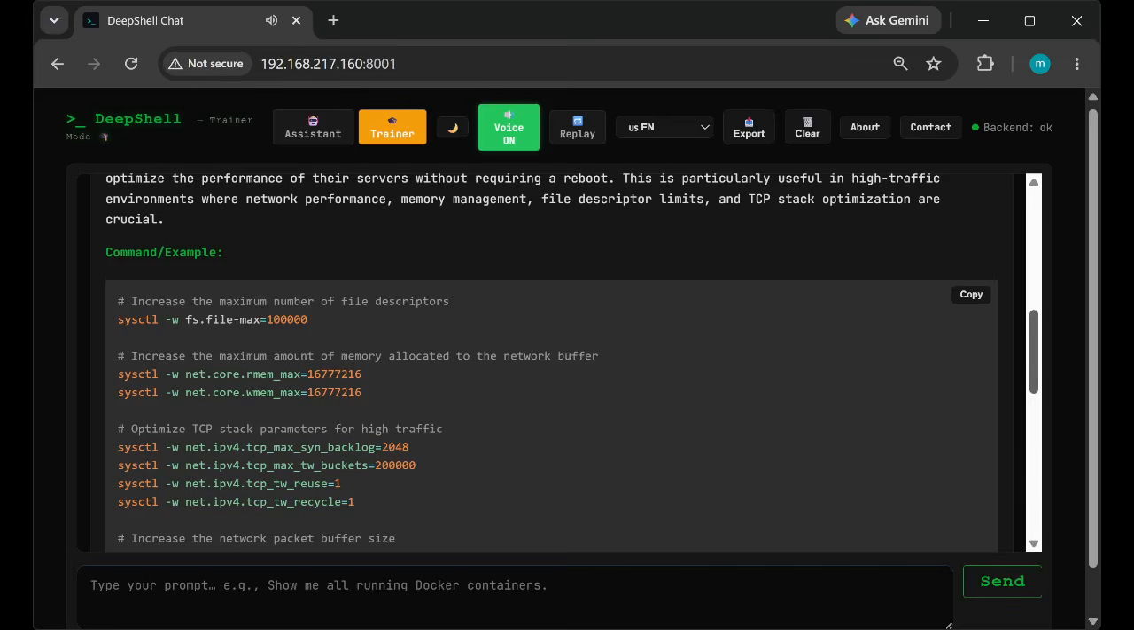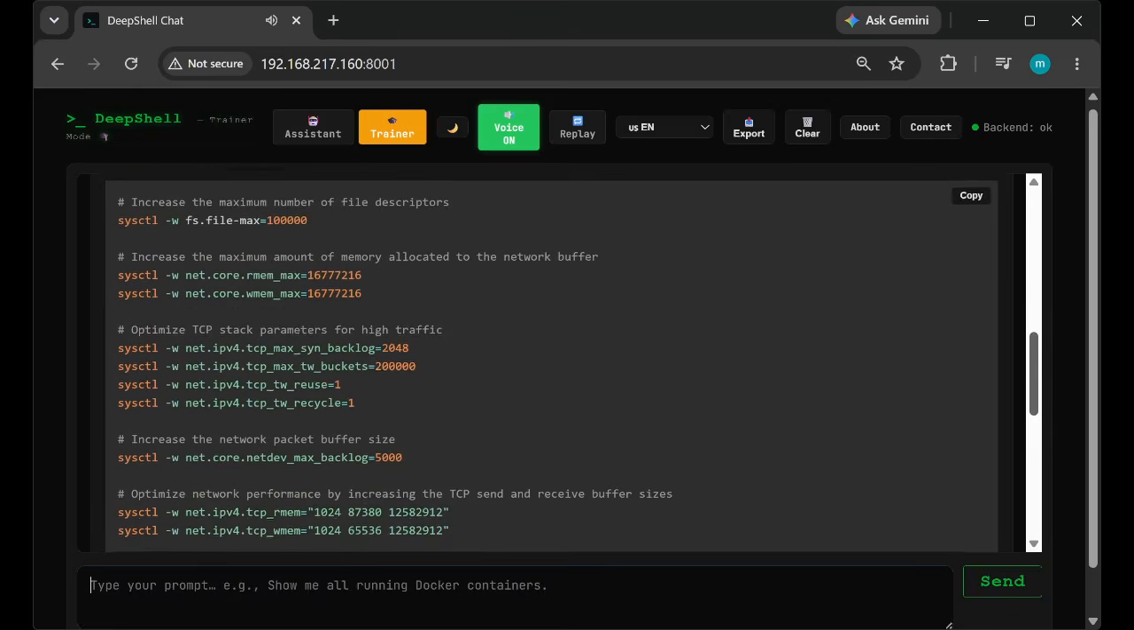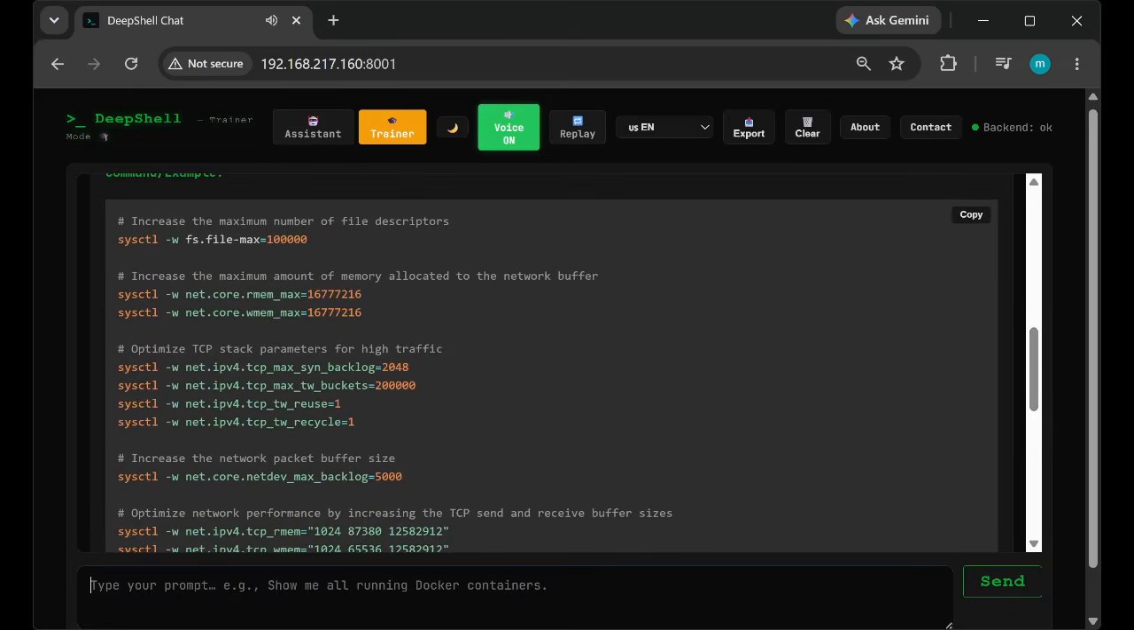Command example. Breaking it down. The fs.file-max parameter sets the maximum number of file descriptors that can be allocated to a process. Increasing this value allows more concurrent connections to be handled by the server.